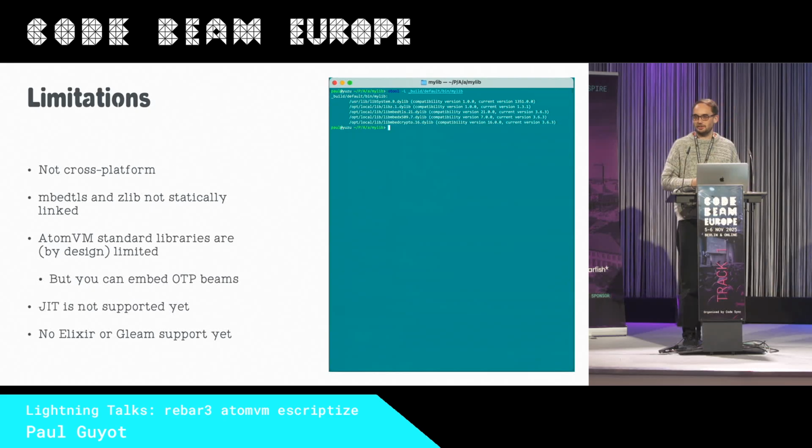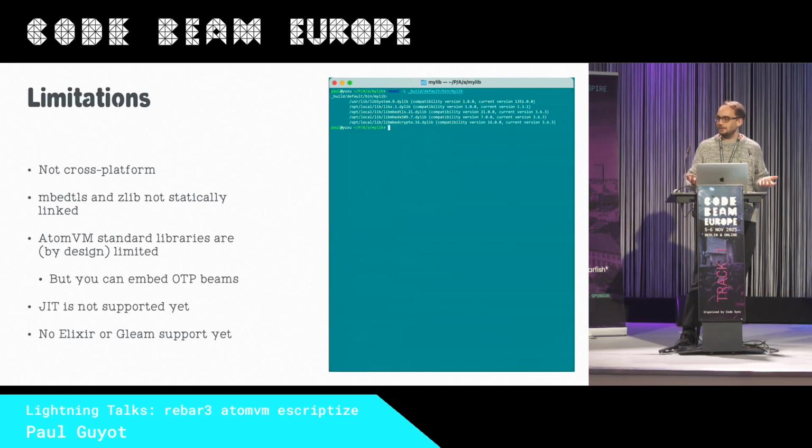The current limitations: it's not cross-platform, obviously. So if you build a binary like this, you can send it to another Mac, but I cannot send it to, let's say, a Linux machine or FreeBSD or whatever. Right now, mbedTLS and zlib are not statically linked into AtomVM. So if we fix this, eventually the binary is going to work everywhere.